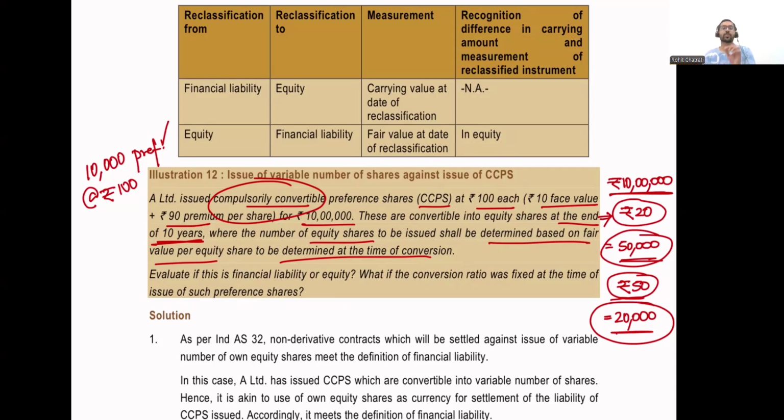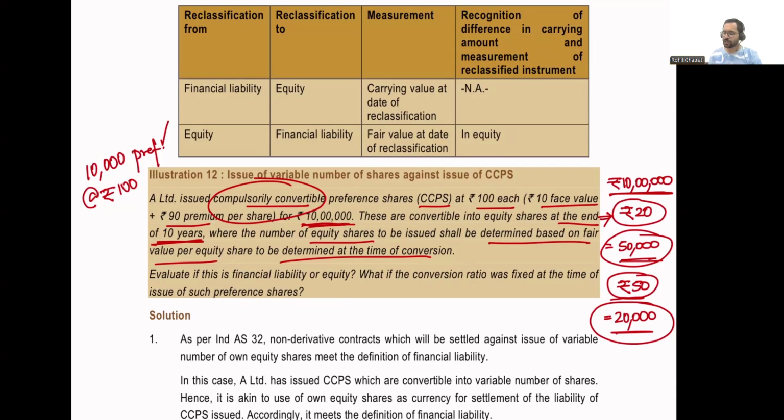In such cases where A Limited has an obligation to deliver a variable number of equity shares, these compulsorily convertible preference shares, the 10 lakh rupees that we received on day one, the 10 lakhs that we have received today, will actually be classified as a financial liability. An obligation to deliver a variable number of equity shares in future means that it is a financial liability.